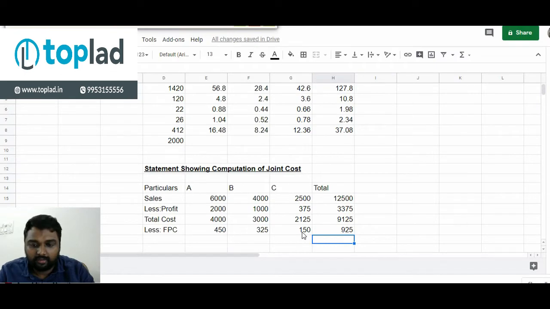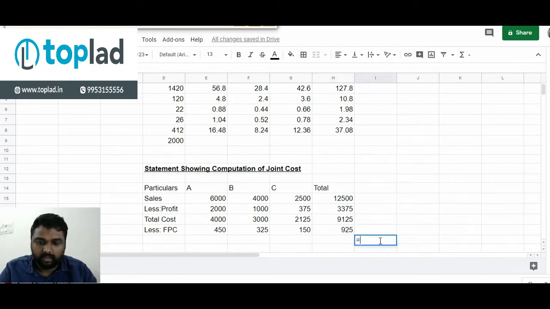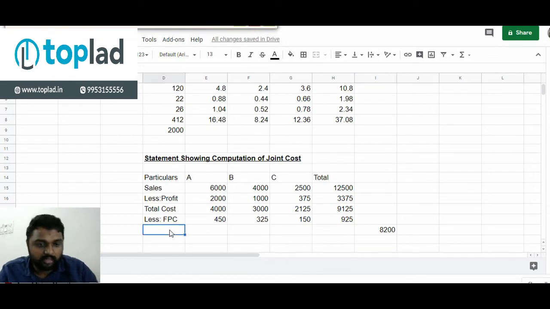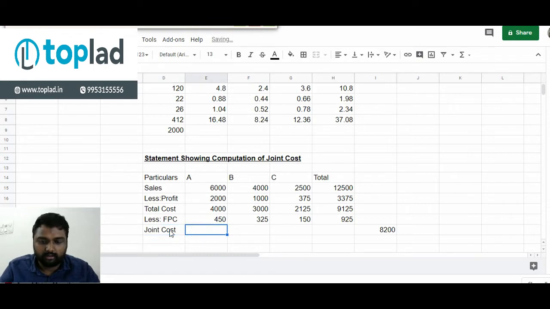See here, you can counter check here. We will ensure here. See, from your 9,125, if you minus 925, we should get what? 8,200, which is our joint cost. Let us check whether we are getting it or not. After the total cost, if you reduce the further process cost, we should get joint cost. Let's see whether it is correct or not.